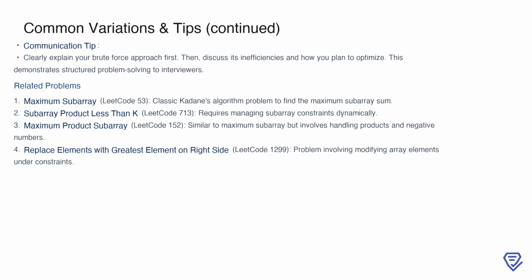To deepen your understanding, you can explore related problems. For example, LeetCode 53, the maximum subarray problem, is a classic application of Kadane's algorithm. LeetCode 713, subarray product less than k, focuses on dynamically managing subarray constraints. Maximum product subarray, LeetCode 152, requires handling products and negative numbers, which adds complexity similar to this problem. Another related problem is LeetCode 1299, replace elements with greatest element on right side, which involves modifying array elements under specific constraints. These problems share conceptual similarities and can help you build a stronger foundation.